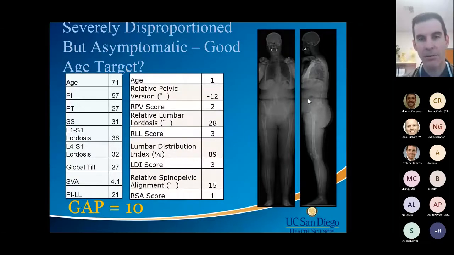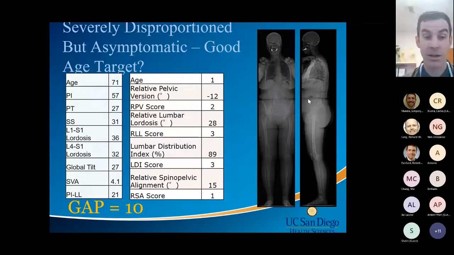And so now, what about age adjusted? What about this person from our study, you'll see in a second, who is older, who was degenerated, but totally asymptomatic, ODI of like 8 or something like that. And their GAP score is 10. A GAP score of 10 is bad. So should we fix this person like this with a flat back and pelvic retroversion, or should we correct them? And that's a big deal.